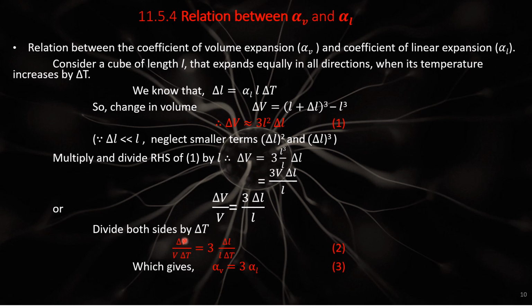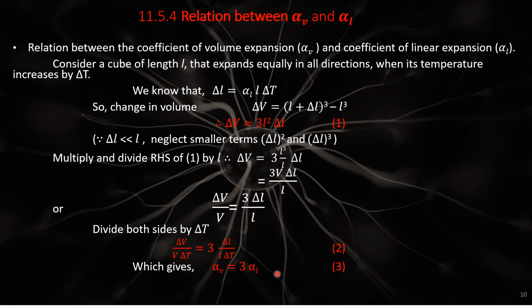Therefore, the delta V by V into delta T is nothing but the coefficient of volume expansion. So we can write the left hand side as alpha V, that is equal to 3 times delta L by L into delta T, which is alpha L. Let it be equation 3. So alpha V, that is coefficient of volume expansion, is equal to 3 times the coefficient of linear expansion. Alpha V is equal to 3 into alpha L.